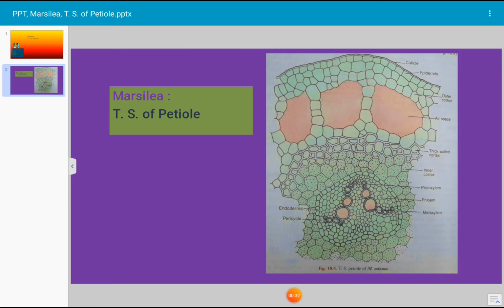The internal structure of petiole of Marsilia, the photograph is shown in the slide. It has an outermost layer which is known as epidermis, and epidermis is single layered. The cells are compactly arranged. Just below the epidermis, hypodermal layer is there as shown in photograph. And then there is the region of cortex.